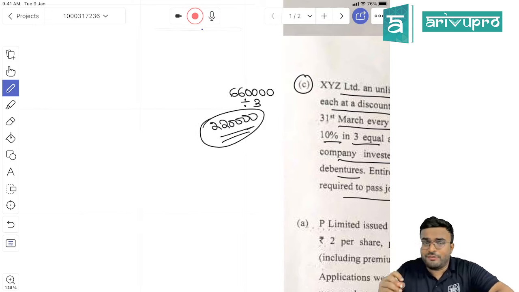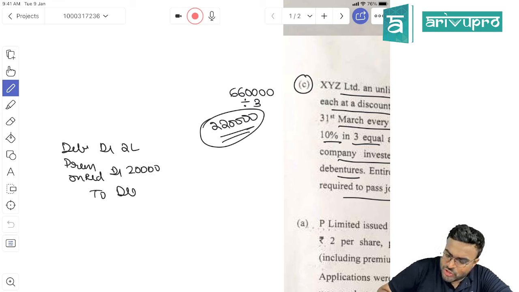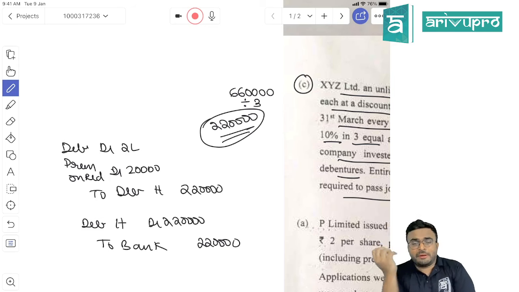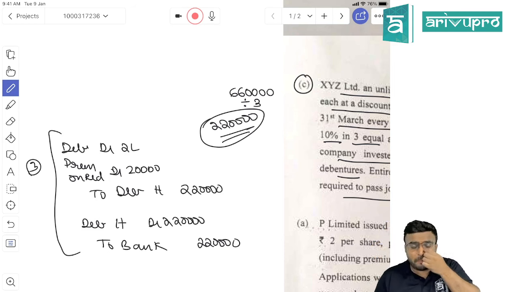So every year end, your entry will be like this. Debentures account debited 2 lakhs. Okay, then premium on redemption debited 20,000 to debenture holders 2,20,000. Then debenture holders debited 2,20,000 to bank account 2,20,000. Debenture holders account debited to bank account 2,20,000 every year. For 3 years you will do it every year. 3 times you will pass this entry.